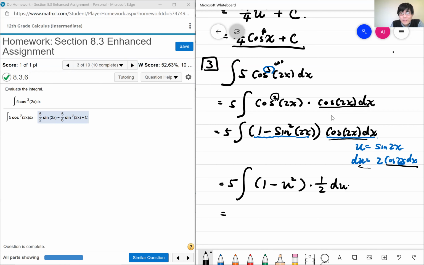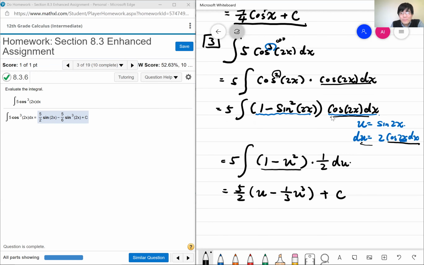So 1/2 is out. Integrating this, you get u minus 1/3 u cubed. Bring back to sine, it's going to be 5 over 2 sine 2x minus 5 over 6 times sine 2x cubed. Don't forget to add the constant.